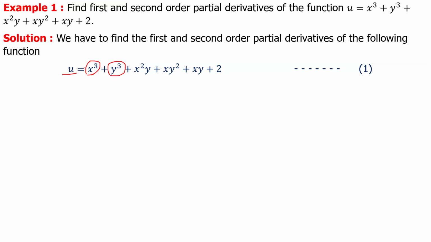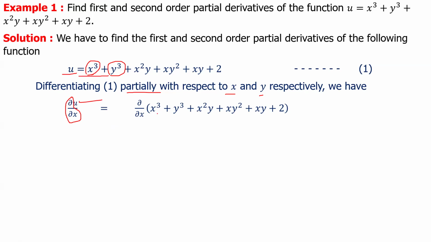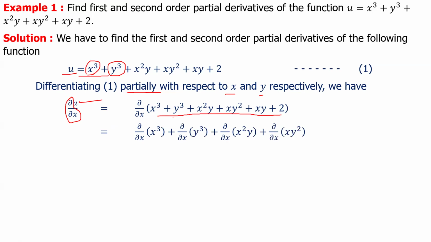So let us try to find the partial derivative of u with respect to x. Differentiating partially with respect to x, we have del u del x. Instead of writing d dx, the partial derivative is represented by del x. Now, let us put the value of u. U is nothing but x cube plus y cube plus x square y plus xy square plus xy plus 2. Let us try to do the separation. We have to open the bracket.